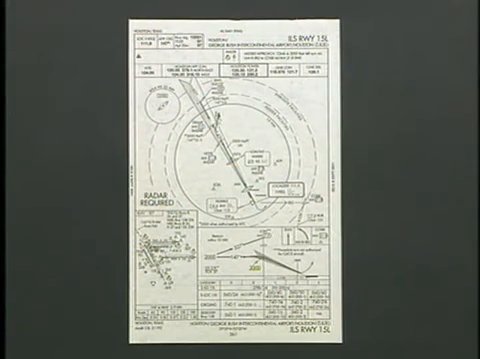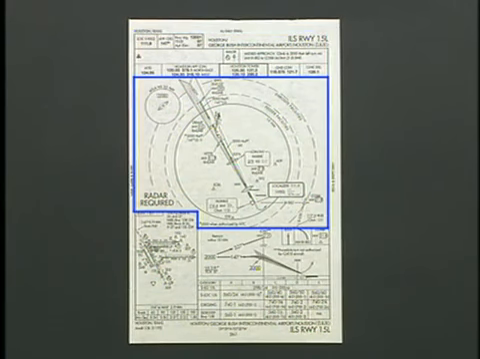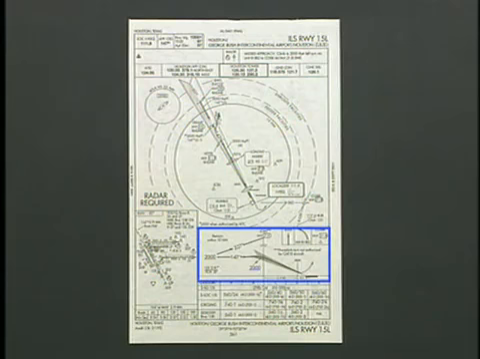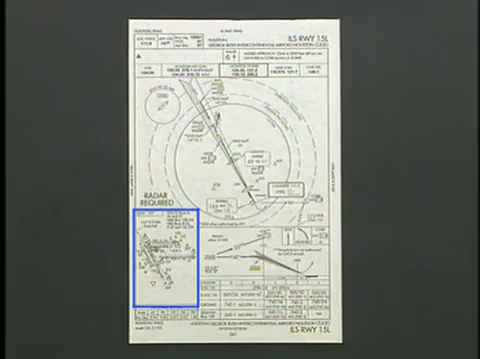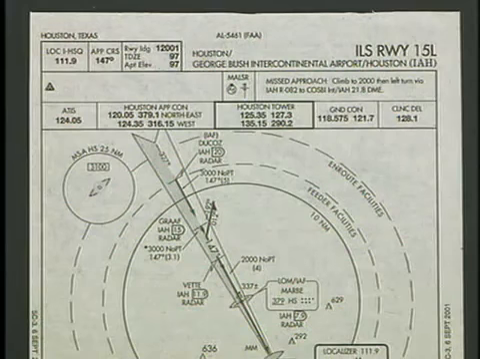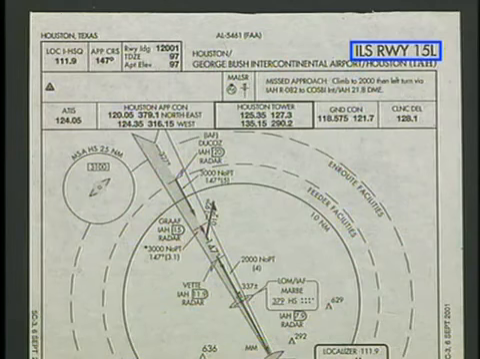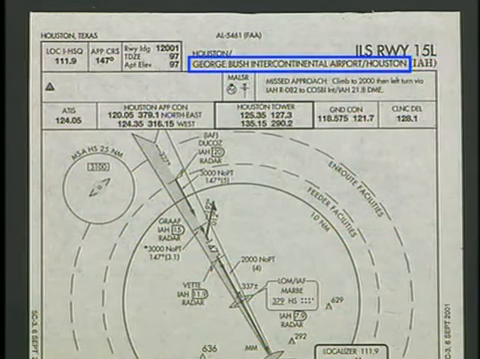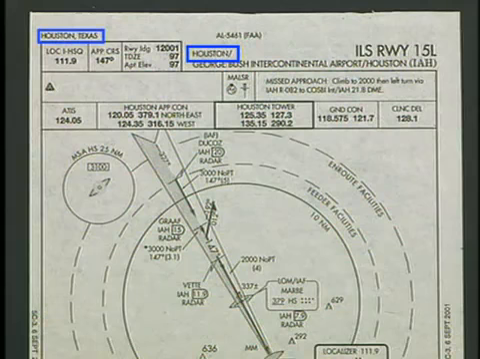A NACO approach chart is divided into 5 different sections: the Pilot Briefing Information section, the Plan View, the Profile View, the Minimums section, and the Airport Sketch. The top right side of the NACO chart shows the approach type and runway number for that specific approach, along with the airport identifier, name of the airport, and the city the airport serves. The city and state are also printed in the top left corner of the chart.